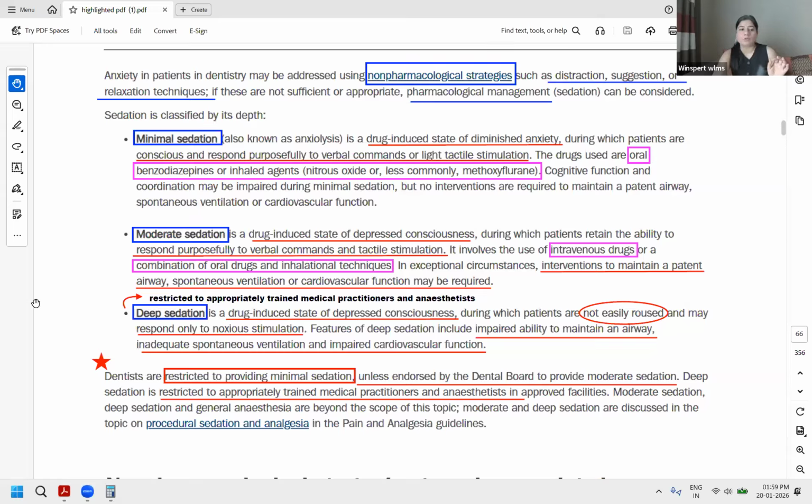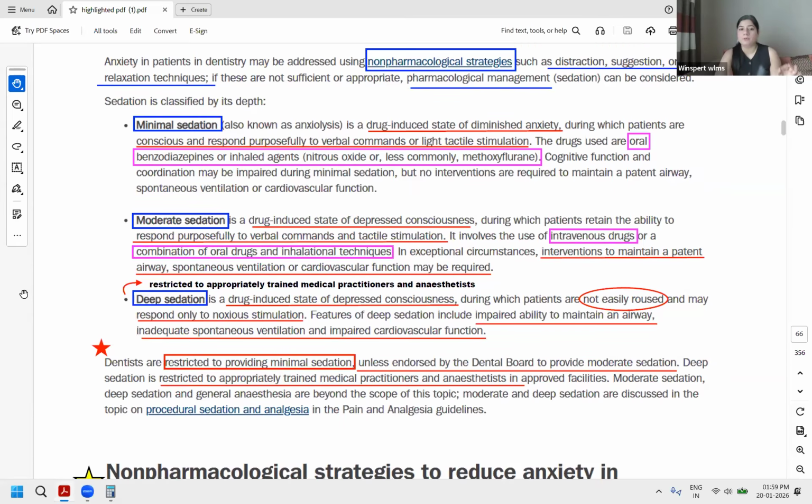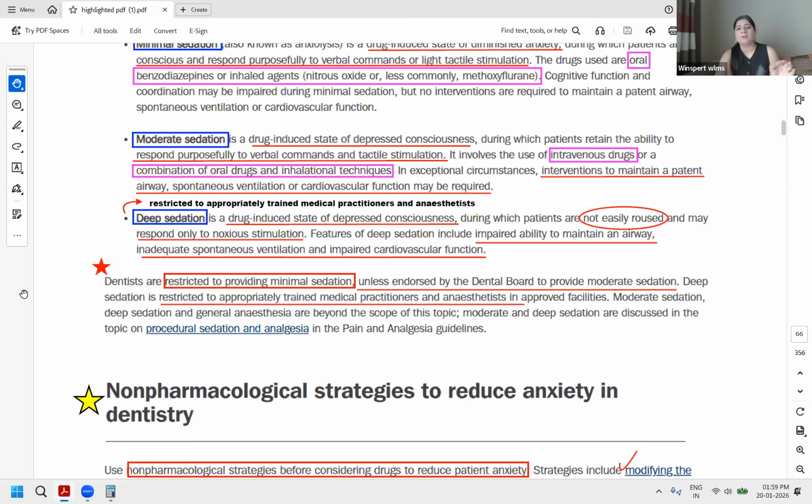Sometimes cognitive function or coordination can be impaired during minimal sedation, but no interventions are required to maintain a patent airway, ventilation, or cardiovascular function. Whereas they both may be absolutely required in moderate to deep sedation methods. Moderate and deep sedations are achieved with IV drugs, right?